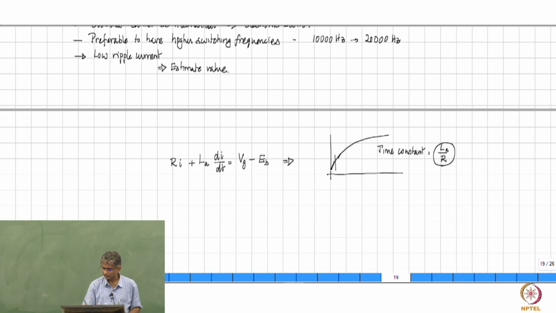So, in view of the fact that you are going to switch off very fast, again the approximation that we have made by neglecting the resistance is a good enough approximation in order to determine this.